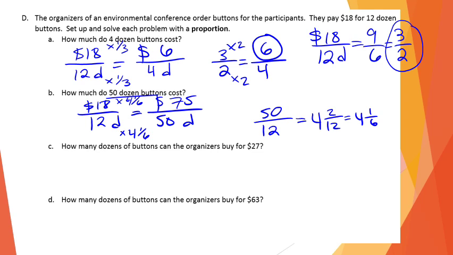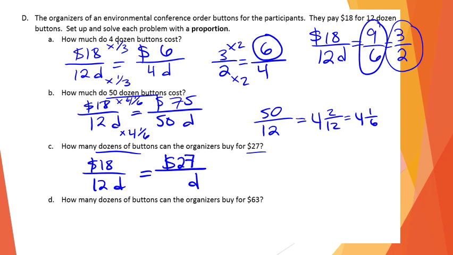All right, now D, how many dozens of buttons can they buy for $27? So $18 for 12 dozen. What about with $27? How many dozen can we buy? I'm going to look at one of these other ratios here. I have 9/6, because I can see that 9/6 is easier maybe to scale to 27. So 9 times 3 makes 27, 6 times 3 makes 18. So 18 dozen buttons.